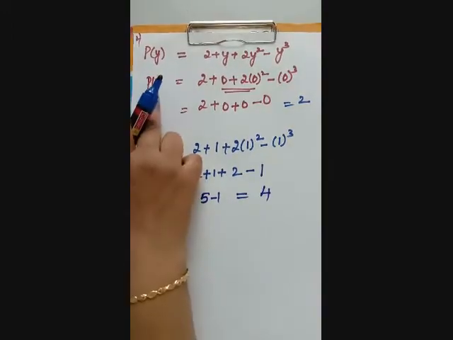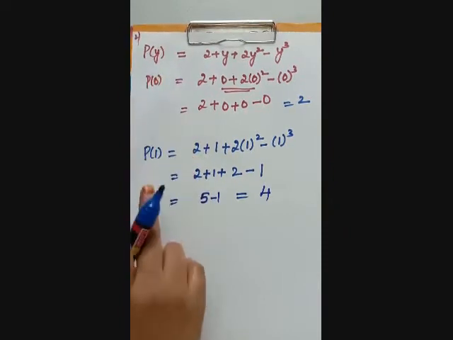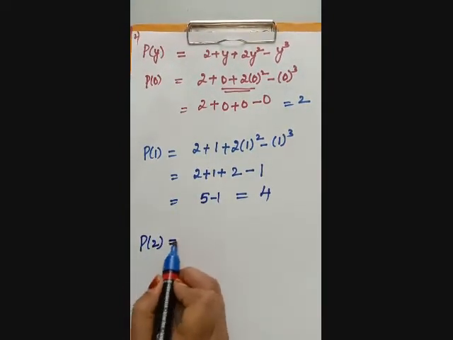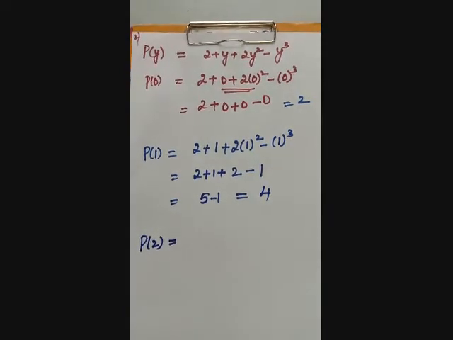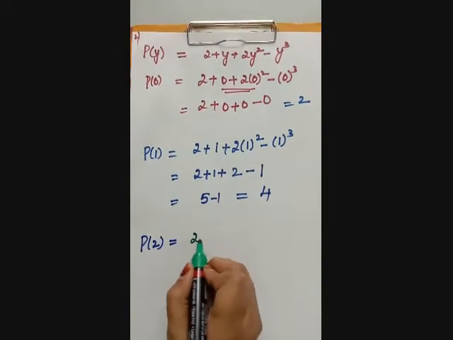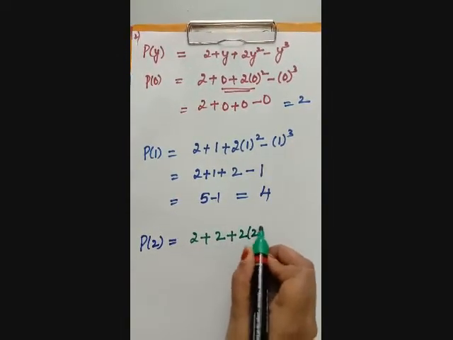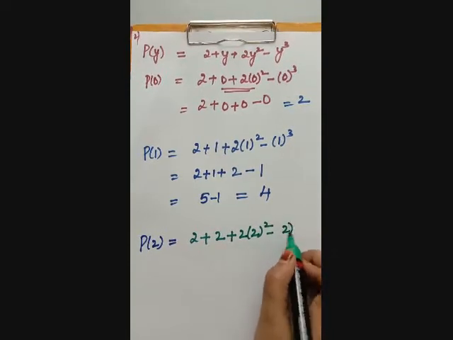P of 0 we did. In the following cases, P of 1 we did. And now P of 2. So P of 2 is what? Again wherever there is y, I am going to substitute 2 now. So 2 plus 2 into 2 square minus 2 to the power of 3.